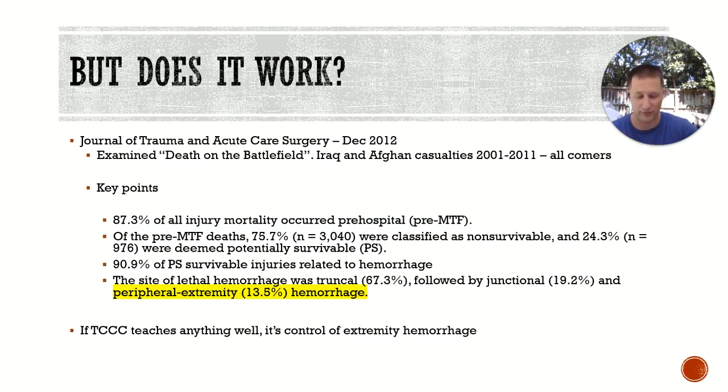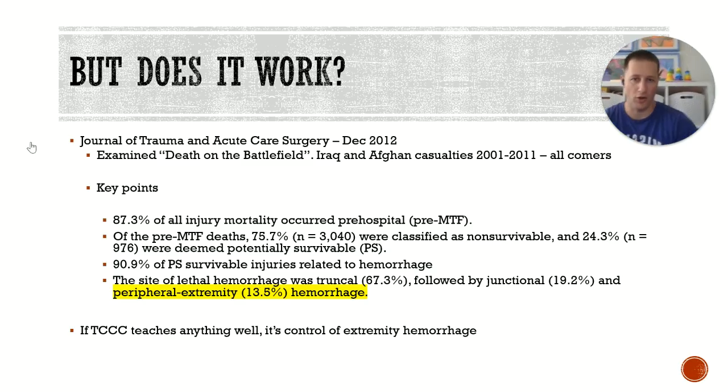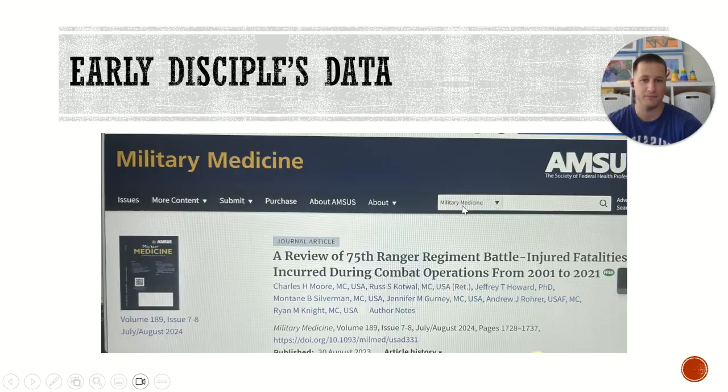This paper, Journal of Trauma and Acute Care Surgery, December 2012, shows us that what we were doing before the broad adoption of TCCC was not working. Lots of potentially survivable injuries. I had to change locations because the AC guys are working on my house and they were coming outside where I am. But yes, if TCCC teaches anything well, it's control of extremity hemorrhage. This data shows that we needed better extremity hemorrhage control. TCCC was not widely adopted at this point in time.